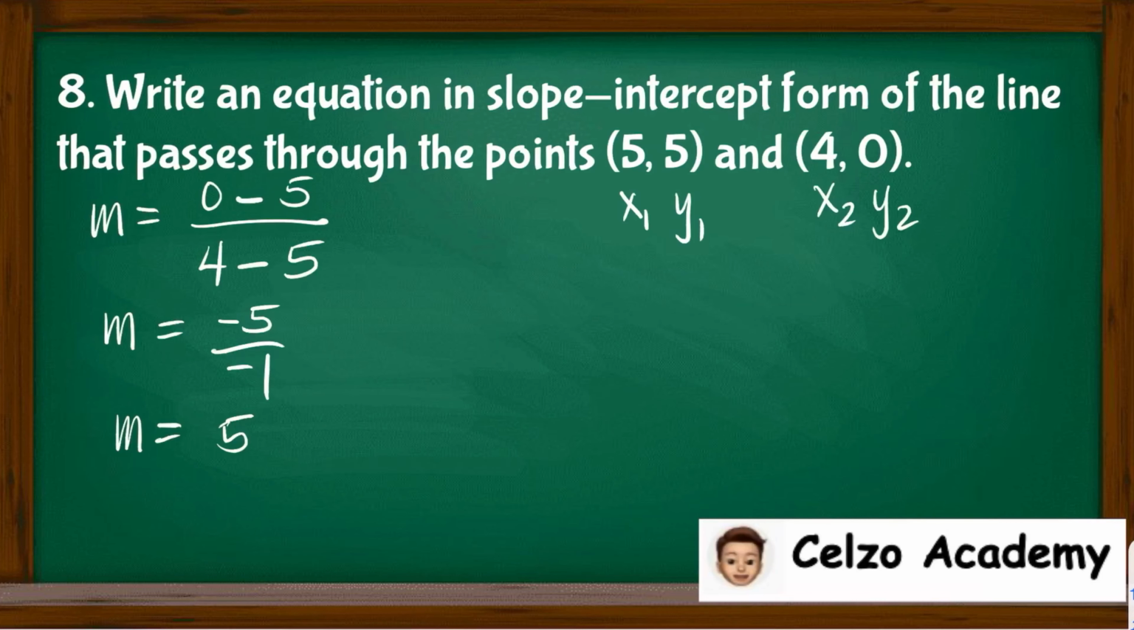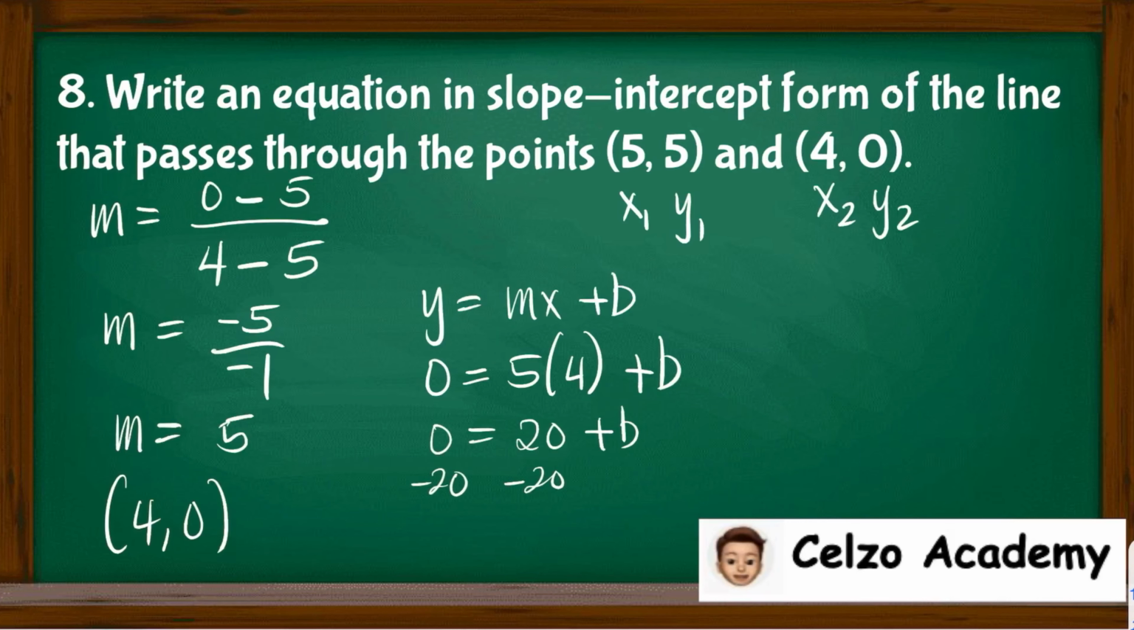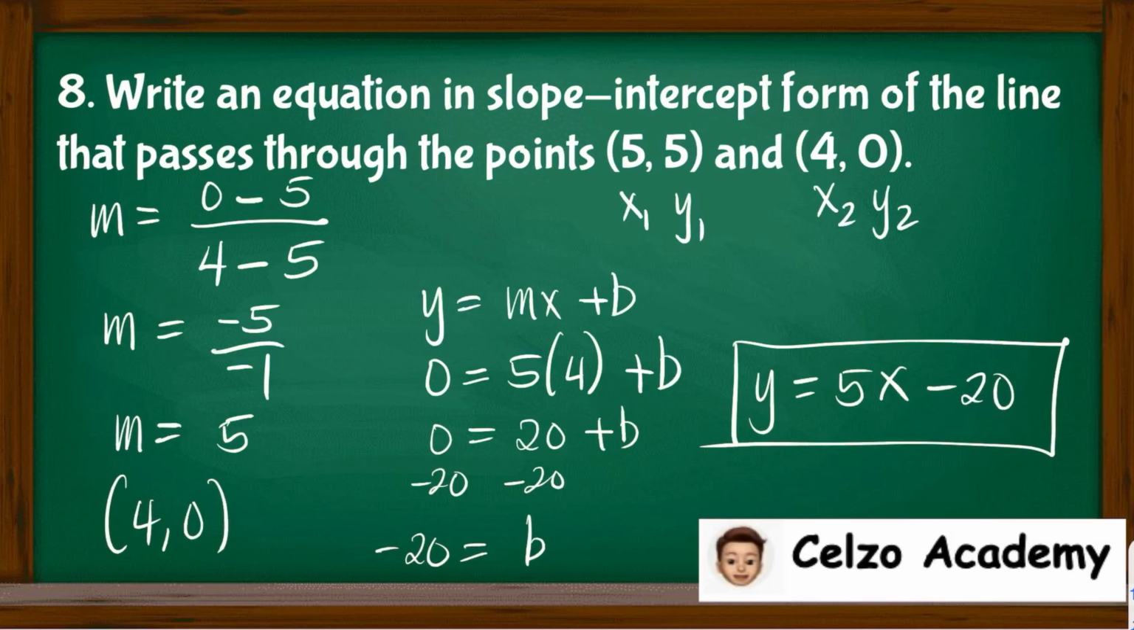This time I will use the point (4, 0). Using y equals mx plus b, my y value is 0, m is 5, and x is 4, plus b. So 0 equals 20 plus b, subtracting 20 from both sides, so our b value is -20. So the slope is 5 and the y-intercept is -20. So the equation of the line is y equals 5x plus -20, or minus 20. y equals 5x minus 20.